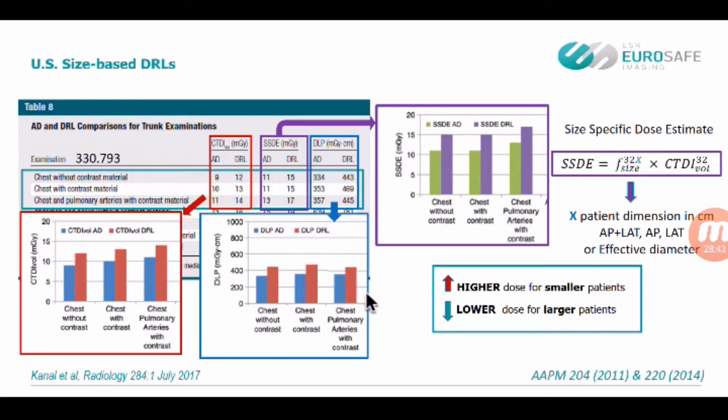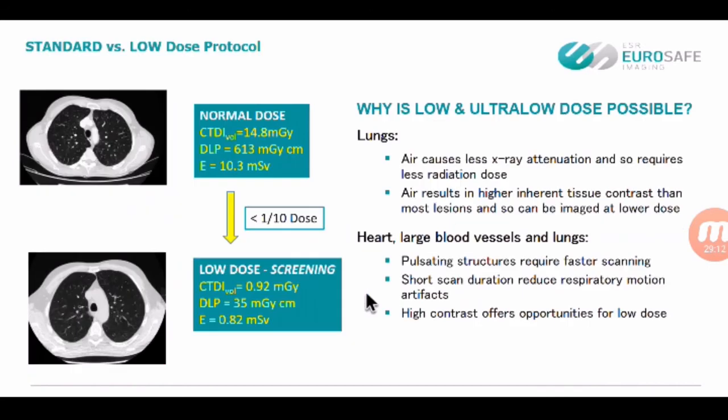Also, though the data are not shown in this slide, for smaller patients SSDE is higher than CTDIvol. This means that when we look at the CTDIvol, we are of course underestimating the real dose, and this is critical in a smaller patient. It is a little bit lower for larger patients, but this is not so terrible. Again, a comparison, as was just presented before, of the difference between a standard and a low-dose protocol.